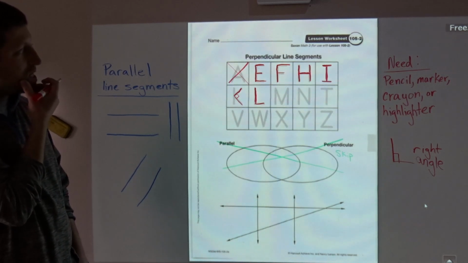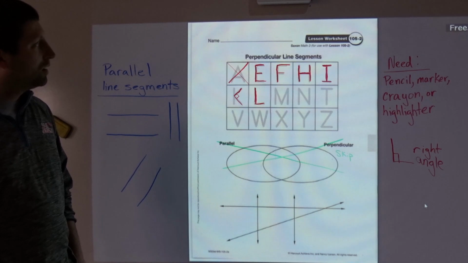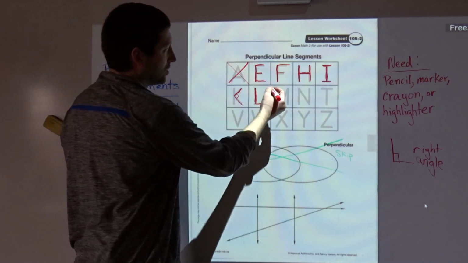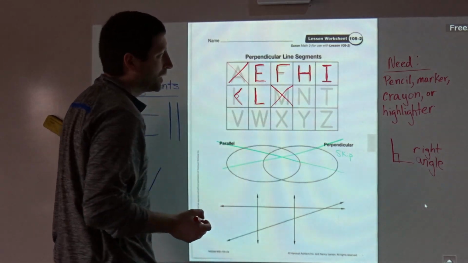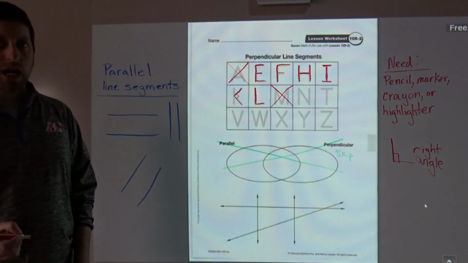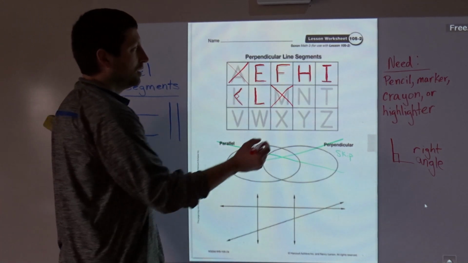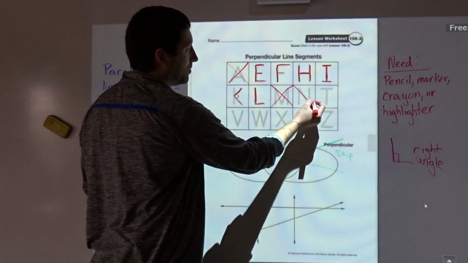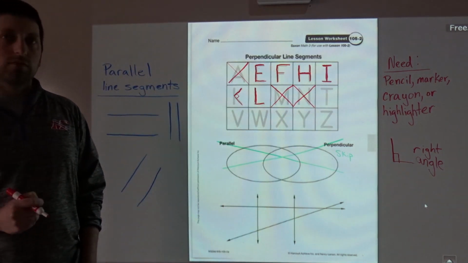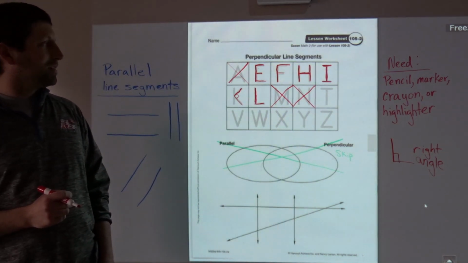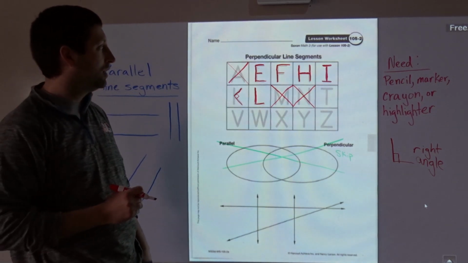Now M, take a look at M, see if you can find any there. There are actually no perpendicular line segments in M. And if I look at N, you'll see the same thing. It's very similar to the M. The N does not have any perpendicular line segments. If you want right now, you can pause the video, go ahead and try the rest of the letters, and then I'll show you in just a second after you hit play again.